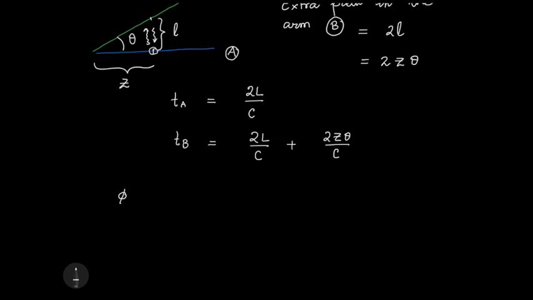So the phase difference now, phi, is given by this. The phase difference is 2 pi by T, remember, that is how I convert time difference to phase difference, times T_B minus T_A, which is 2Z theta by C. If you wish, just like before, I can also write it as 2 pi by lambda times 2Z theta. Okay, this is the phase difference, which now depends on Z.